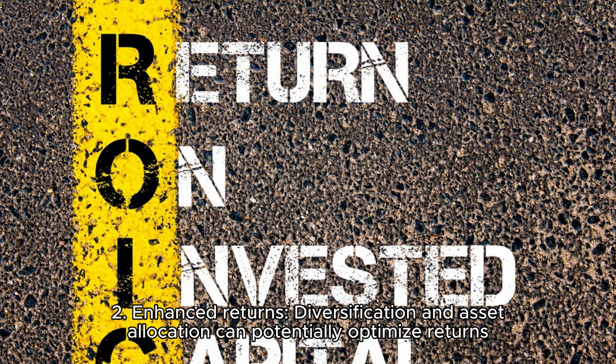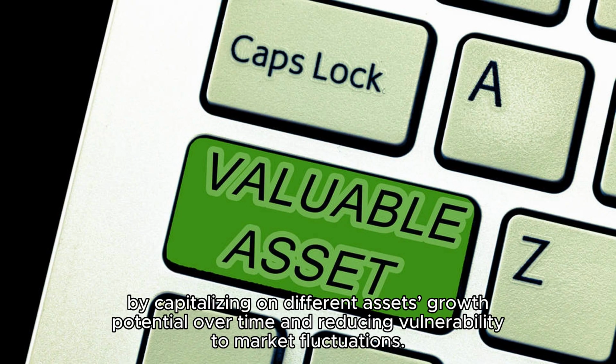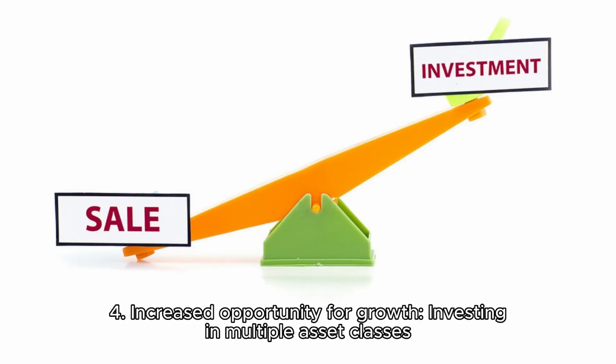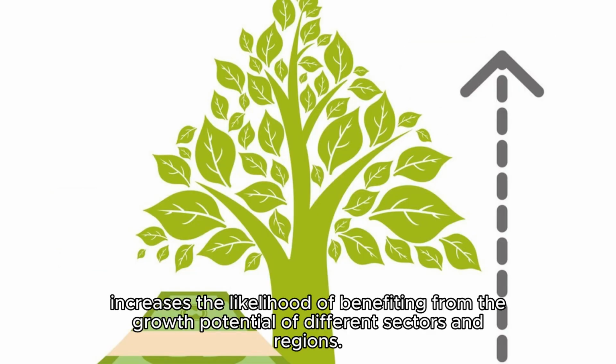Diversification and asset allocation can potentially optimize returns by capitalizing on different assets' growth potential over time and reducing vulnerability to market fluctuations. 3. Preservation of capital. By diversifying, you can reduce the risk of capital loss if one asset or sector experiences a downturn. 4. Increased opportunity for growth. Investing in multiple asset classes increases the likelihood of benefiting from the growth potential of different sectors and regions.